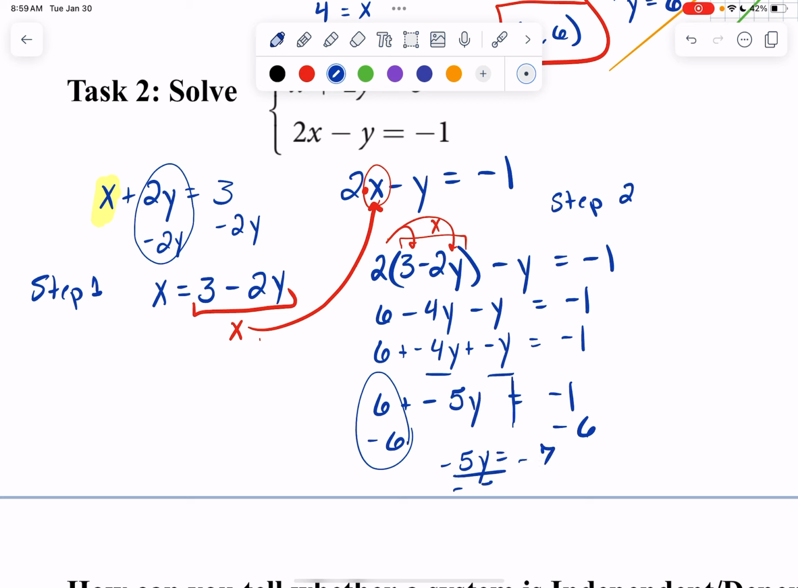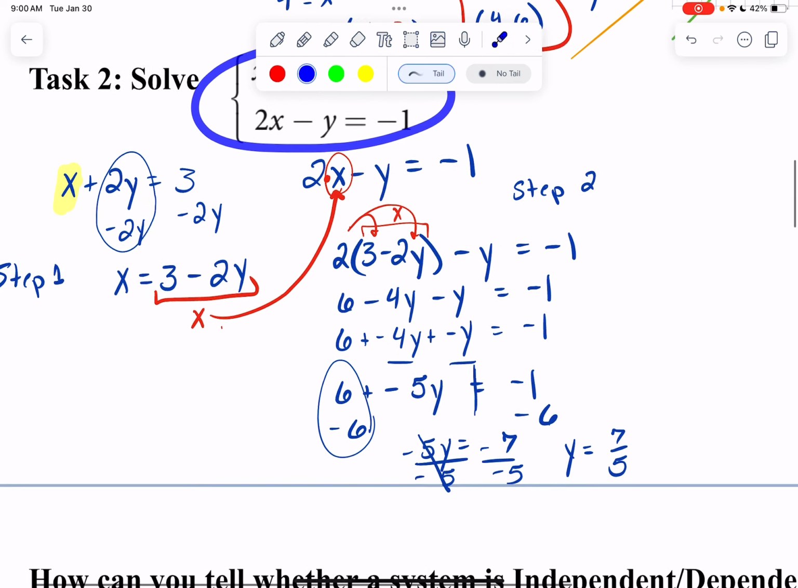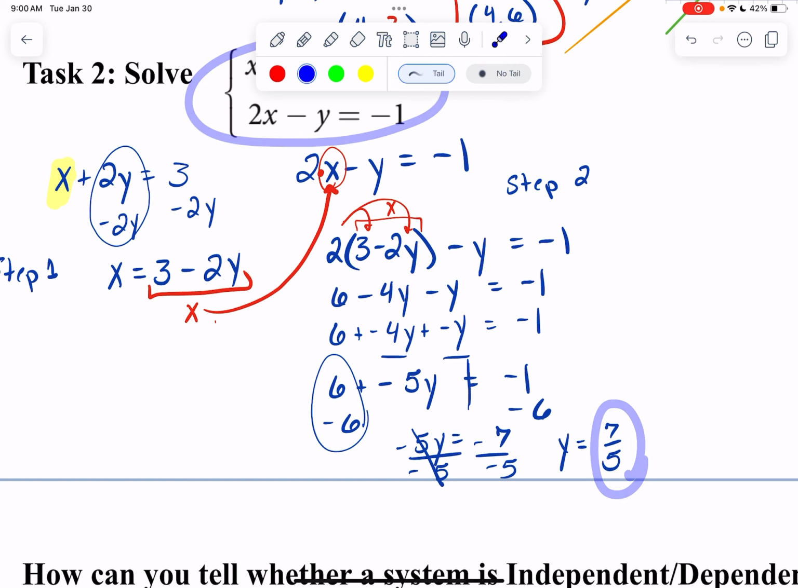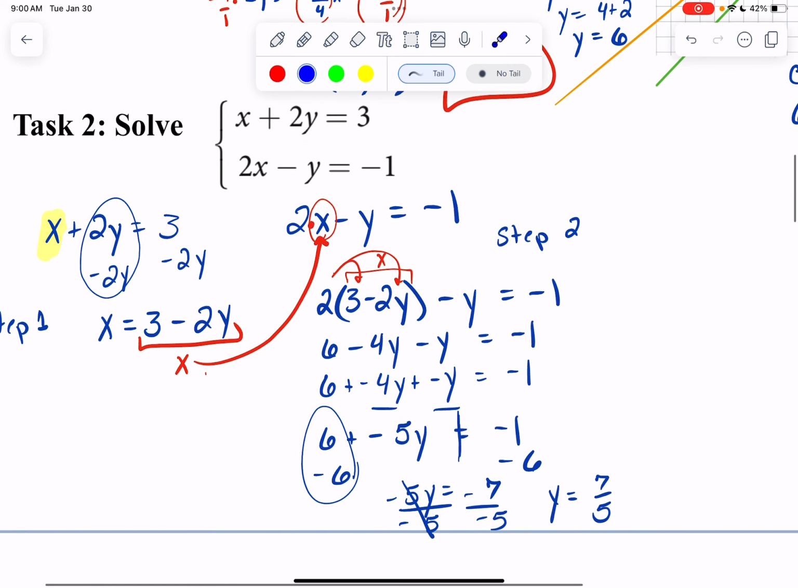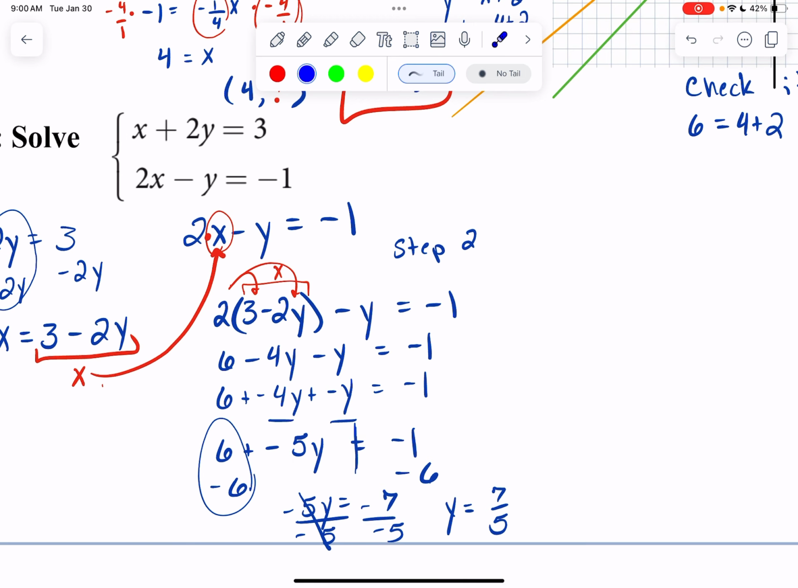Divide both sides by negative 5. y equals negative divided by negative is positive, so positive 7/5. So 7/5, that's what y is in this case. There are no decimals in the original equation, so I want no decimals here. We're going to go ahead and use a fraction, 7/5. Okay, so we're done with step 2. Now step 3.